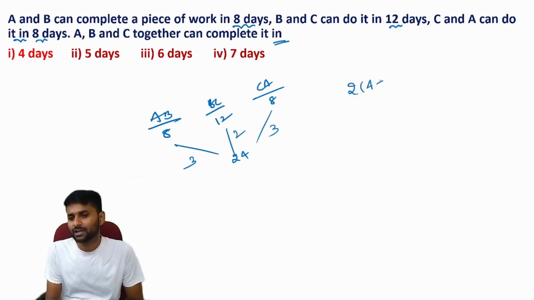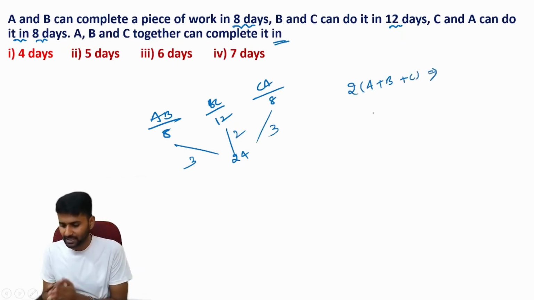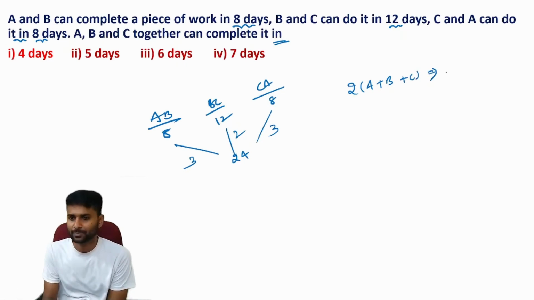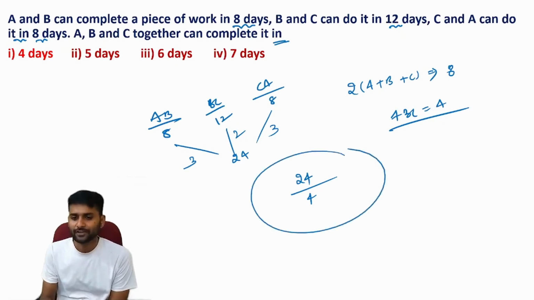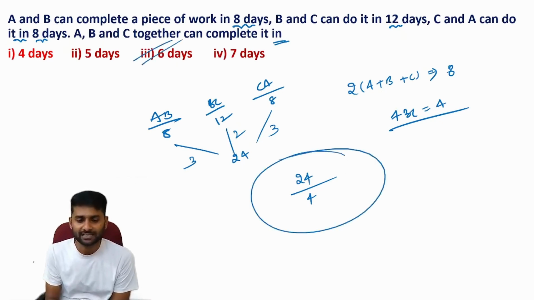Let's go through that. If all people work together, how much time does it take? Before that, identify the efficiency of all these people. Efficiency of all these people is exactly equal to 4 units. Now 24 units, we are assigning all these 3 people, and all these 3 people together, they will complete 4 units. But 24 units, it takes exactly 6 days.